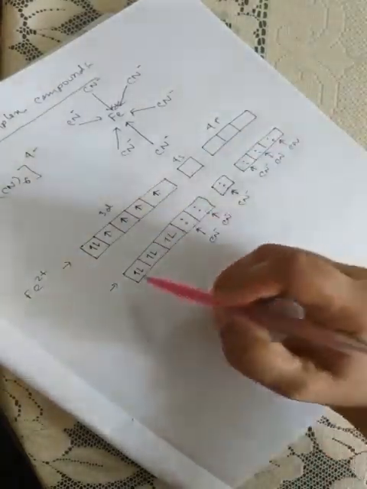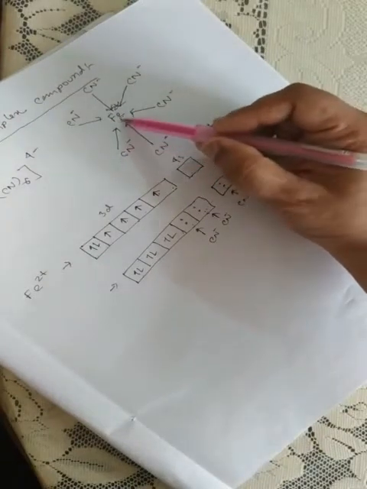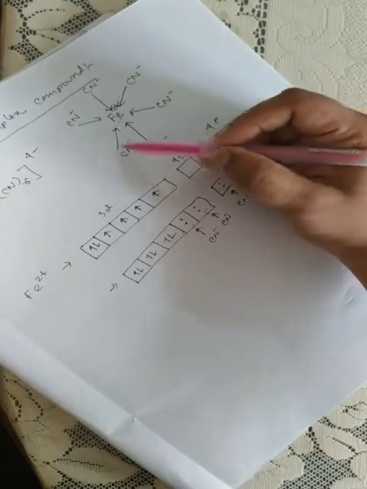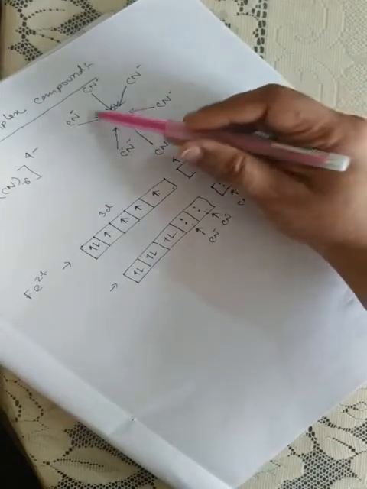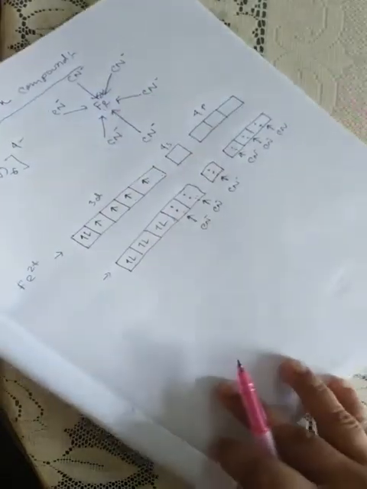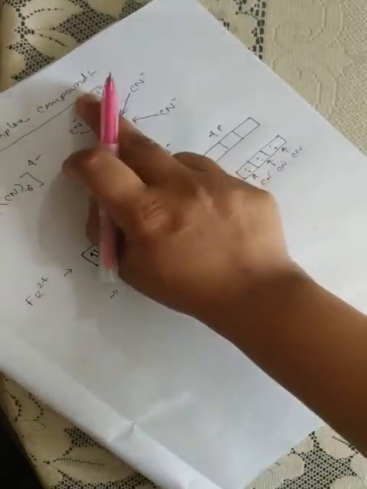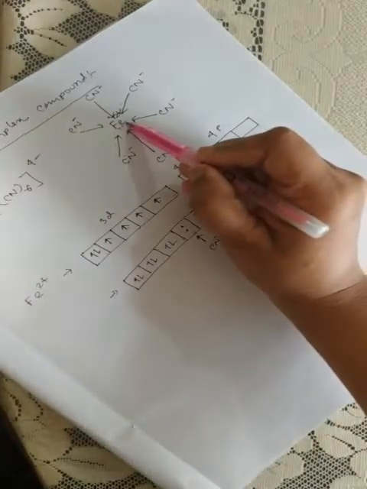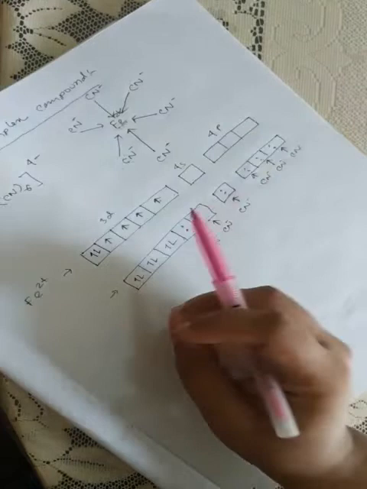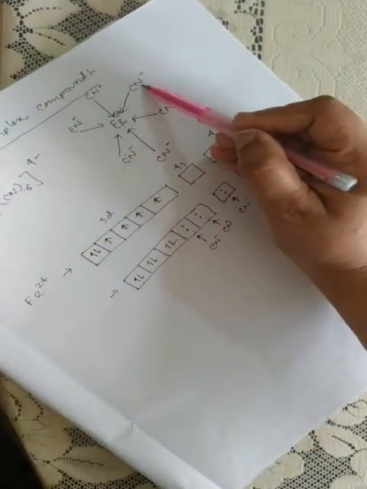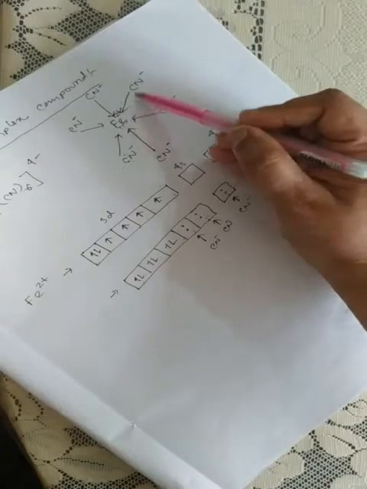Like this, cyanide makes a coordinate bond with iron. So 6 cyanides make 6 coordinate bonds with iron. I think you're clear now. Formation of complex compounds: all transition elements form complex compounds, and transition elements act as a central atom, and they form a complex compound with ligands by coordinate bonds.